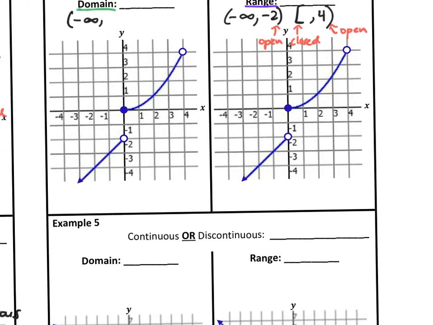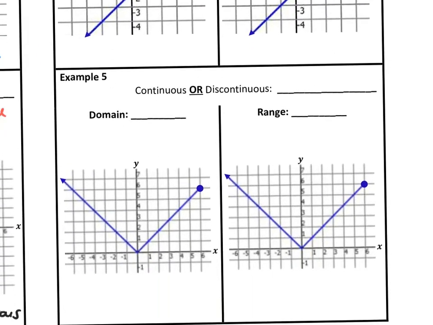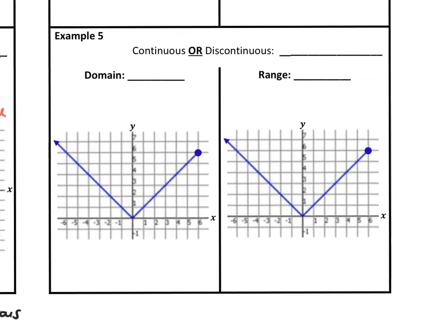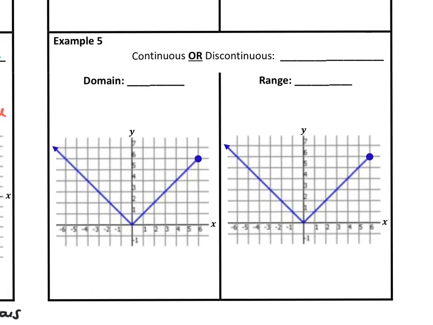All right, so sorry, we're continuing to number 5. Okay, and so is this one continuous or not? So as we're scanning, I don't see any holes, any jumps, any asymptotes. So it looks like this one is continuous.